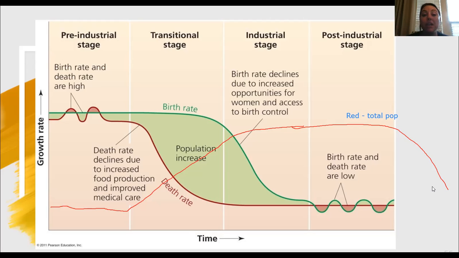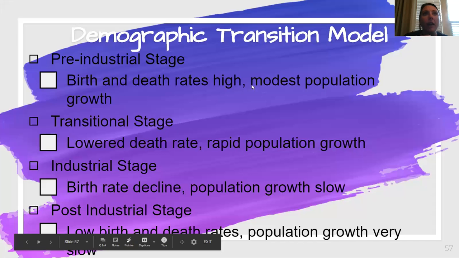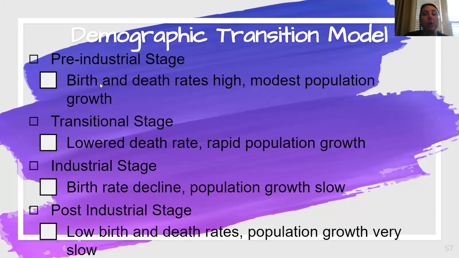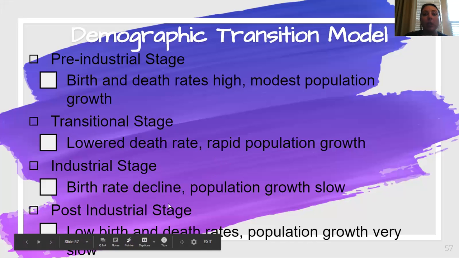And that's a big problem because now you don't have anybody paying into Social Security. People want to retire, but there's nobody to take their jobs. And there's not enough people to fill all of the jobs in the economy. And that's a big problem. Okay, so again, pre-industrial stage, birth rates and death rates are high, no population growth. The death rate lowers, we see rapid population growth, the birth rate begins to decline, so the population growth evens out, and then the population growth is very slow here at the end, okay?